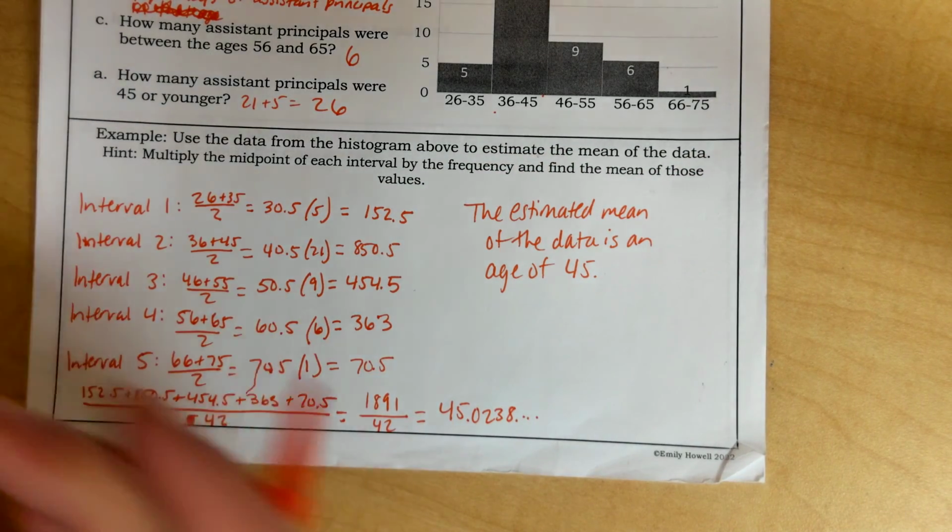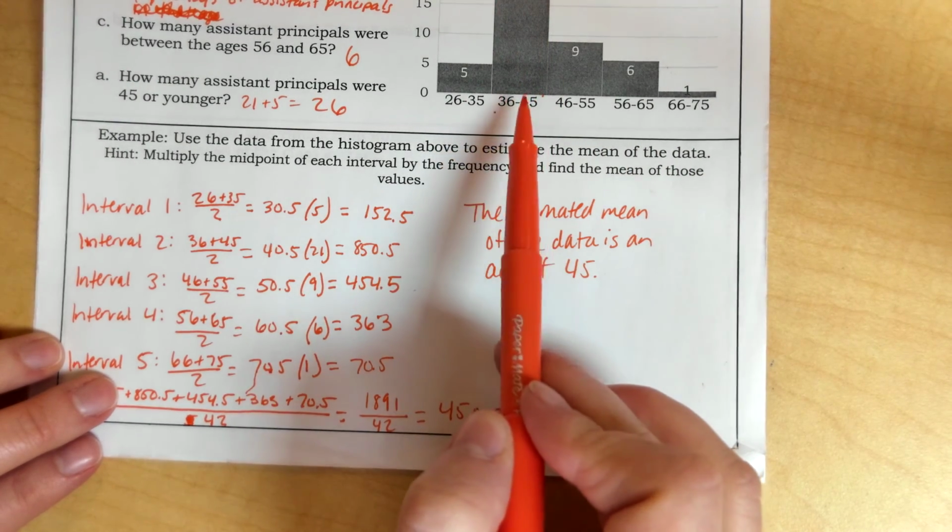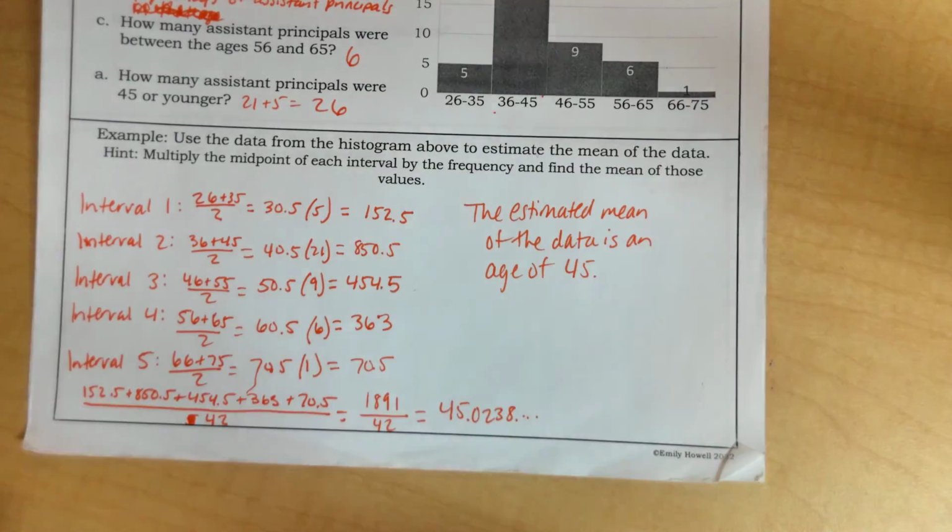Okay, which makes sense because most of the data falls in this range of 36 to 45. And so the average most likely is going to be somewhere in that range band. So that would be an estimated average for this data.